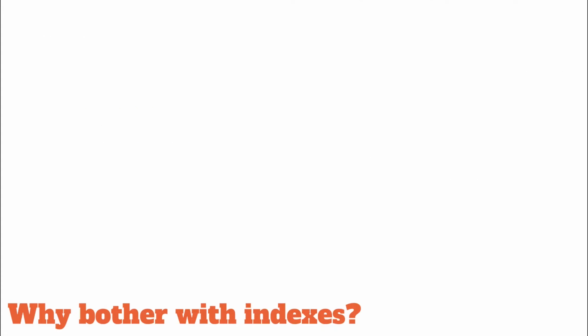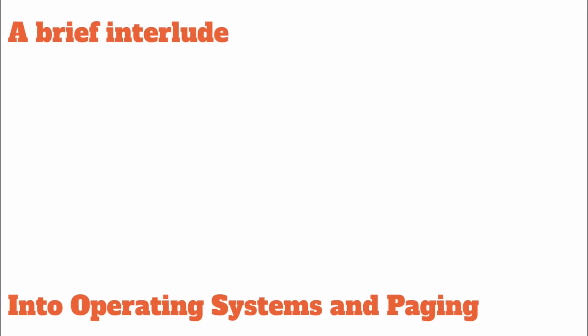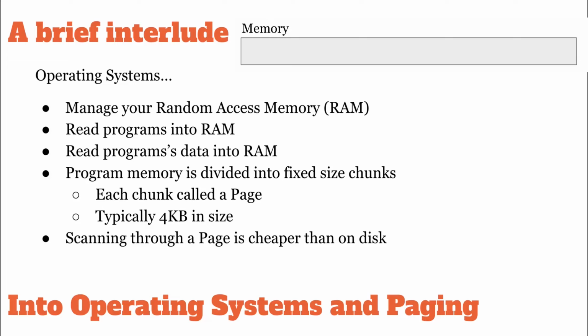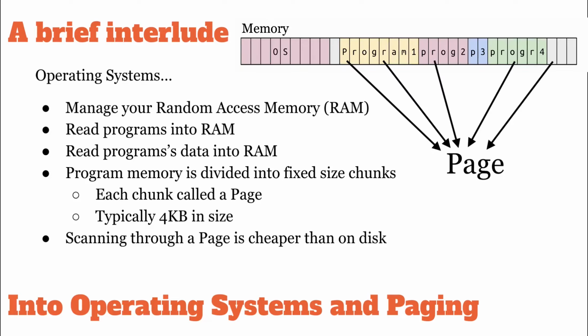At this point, you might be asking the question, why bother with indexes if we must maintain the index in a file, the data in a file, and read both anyway? That's a great question. To answer it, we take a brief interlude into operating systems theory and paging. Operating systems manage your RAM memory. Every running program, its associated data is first loaded into RAM. The OS manages this memory, and to make its life easier, it divides the RAM into fixed-sized chunks. Each of these individual chunks is called a page, and a page is typically 4 kilobytes.